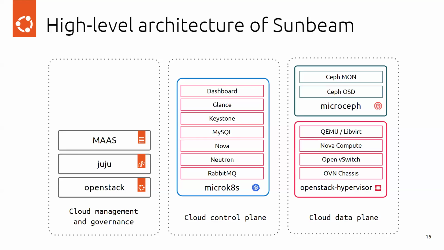That's managed by Kubernetes. And then we have the cloud data plane, which is managed by a hypervisor, which is the compute aspect. So you have QEMU, Open vSwitch, all that. And then you have the storage component, which is MicroCeph, which is basically a distribution of Ceph, but micro. That's how I like to put it. You'll get a lot of the core components there, like the Ceph OSDs and the Ceph MONs as well.